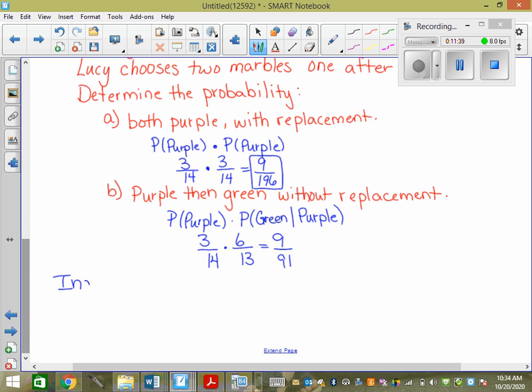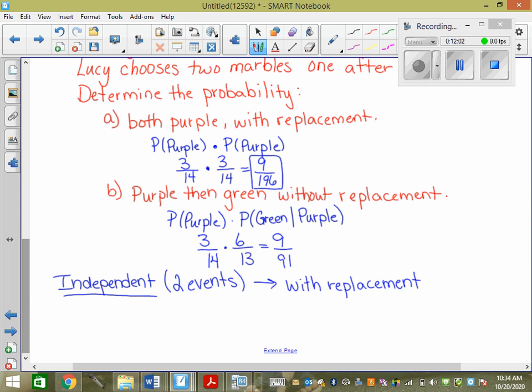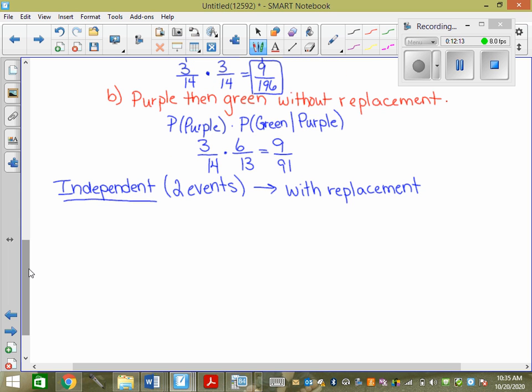Independent. We have to have two events. An example of it would be with replacement. That's the biggest one, the most obvious. So we're taking out two cards, or two marbles, spinning a spinner, rolling a dice, or tossing a coin, right? What other things are always replaced in between? We don't have a choice. We don't have to write with replacement because they always are replaced.